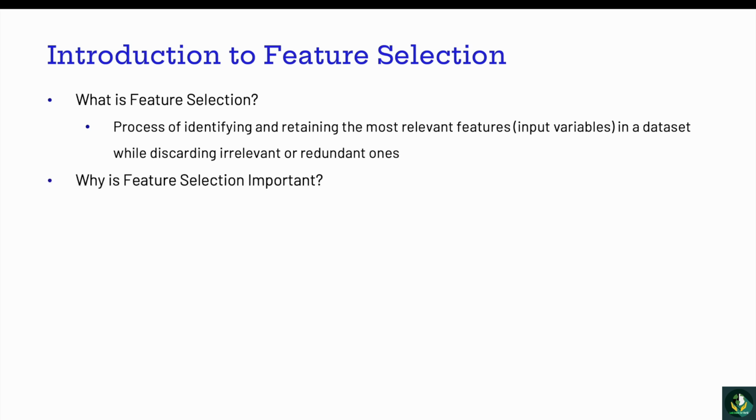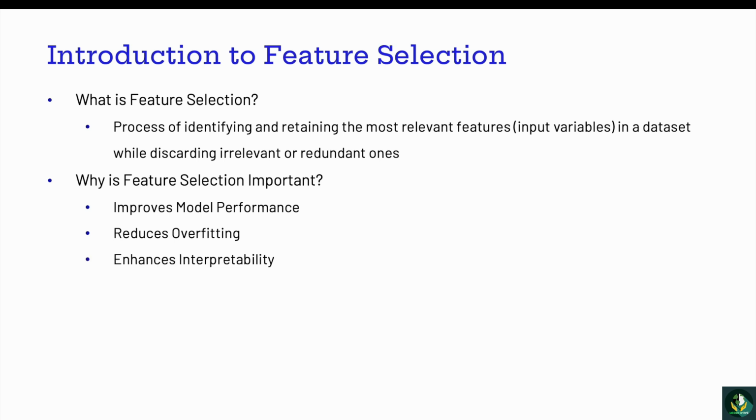This step helps simplify the model, reduce overfitting, and improve computational efficiency. Now, why is feature selection important? It improves model performance. Irrelevant features can introduce noise and negatively impact predictions. It reduces overfitting. Simplifying the dataset helps the model generalize better to unseen data. It enhances interpretability. A smaller set of relevant features makes the model easier to understand. It increases computational efficiency, reducing the time and resources needed for training and inference.